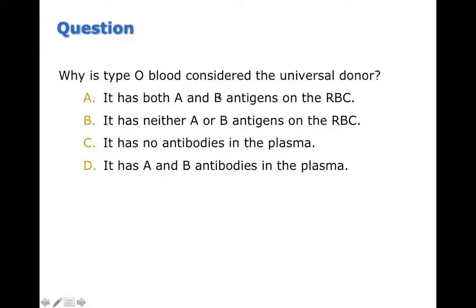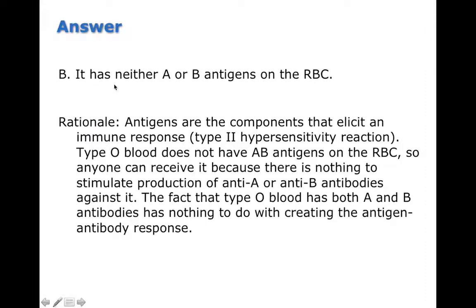So the answer here is the fact that it does not have A or B antigens on the red blood cell. Remember, type O isn't an antigen in the sense that it can stimulate an immune response. O refers to the lack of A or B. Right? So if you're type O blood, then you don't have A or B antigens on the red blood cell surface, which is why they're considered a universal donor in that sense, because there aren't any A or B antigens for the recipient's immune system to respond to.